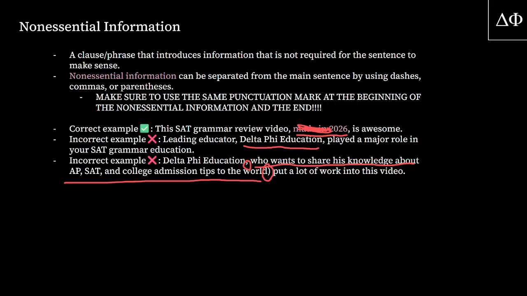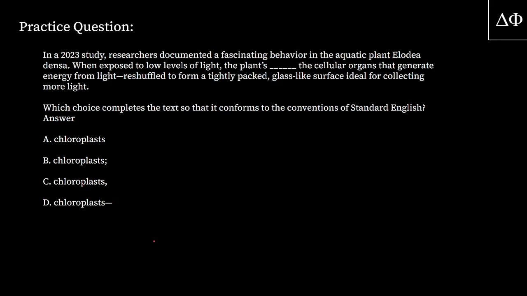There's a comma, and then there's a parentheses. So that's wrong. College Board loves to mix different punctuation marks at the beginning and end of the non-essential information, so be aware of this. Let's take a look at this practice question to learn more about non-essential information.